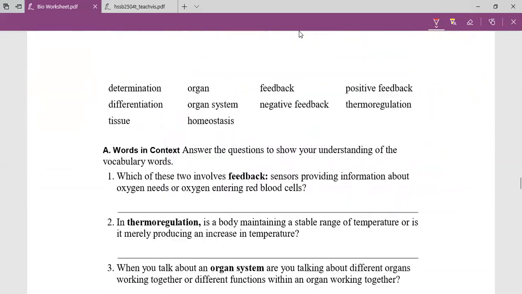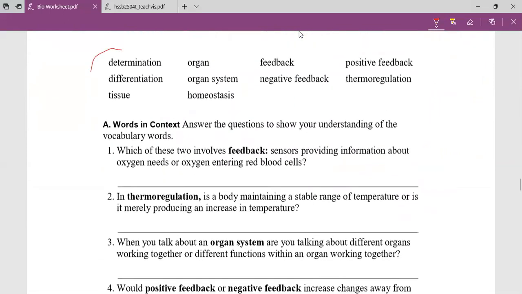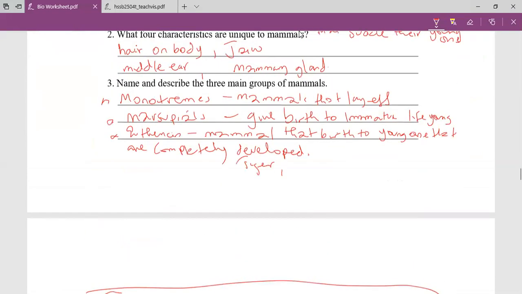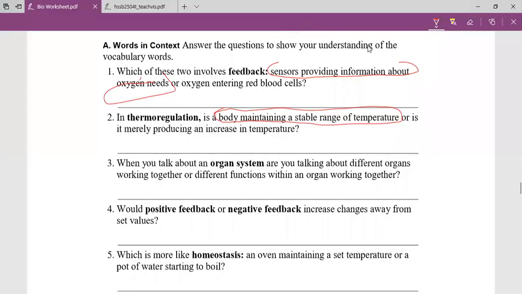Okay. Now we have some words here. When you talk about an organ system, are you talking about different organs working together or different functions within an organ working together? Different organs working together. Yeah, that's correct.